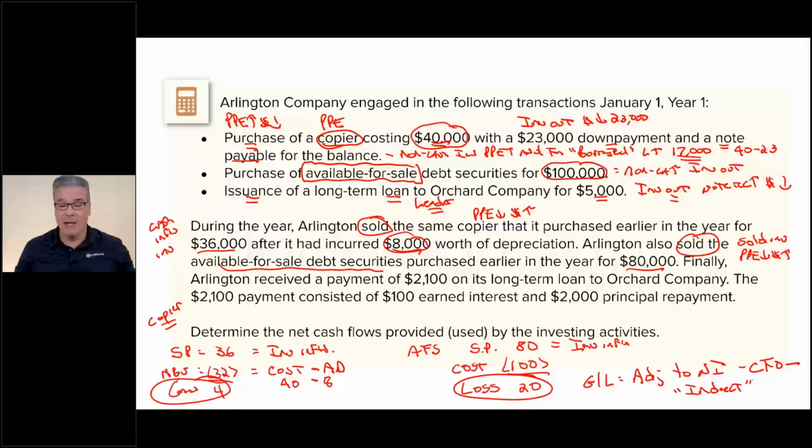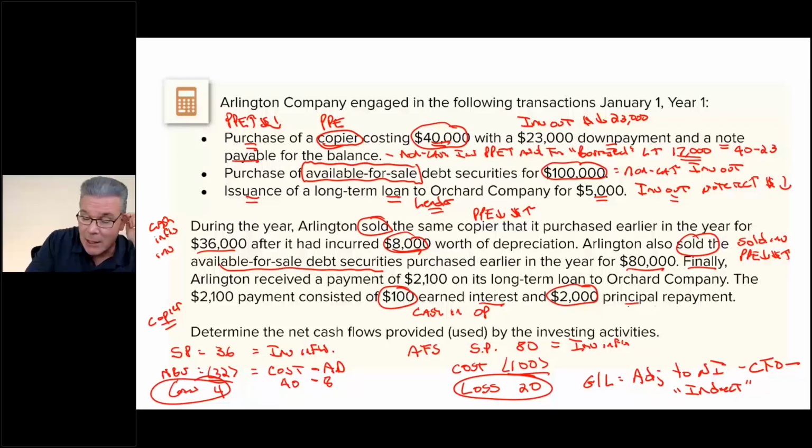All righty. Finally, Arlington received a payment of $2,100 on its long-term loan. That $2,100 payment consisted of $100 of interest under US GAAP. Where does the interest go? That is cash inflow. What category? Operating. And then they got $2,000 principal repayment. That's a cash inflow. What? Investing. You read it actively, folks.